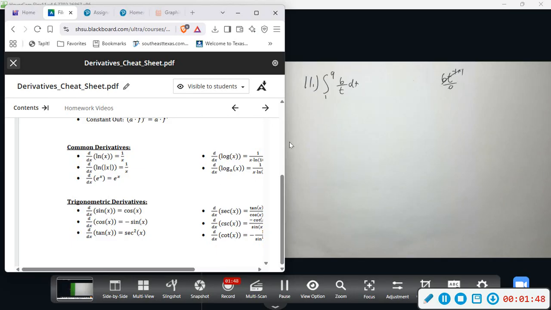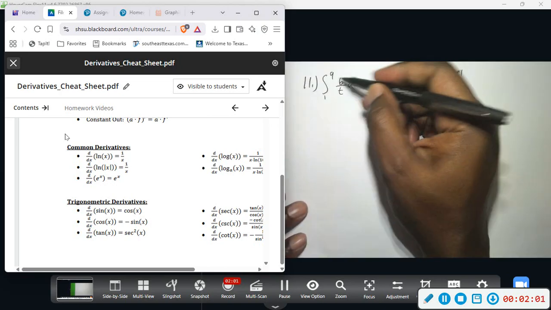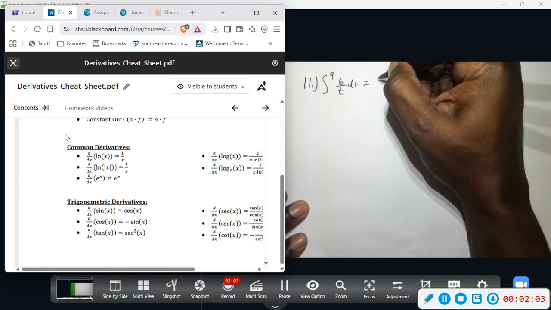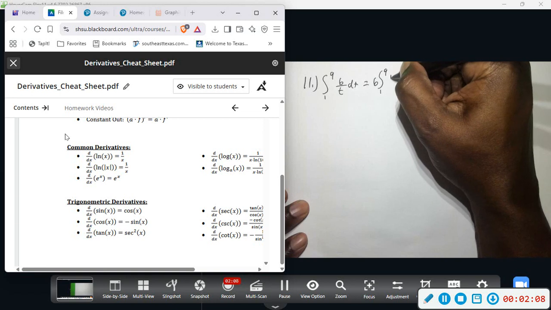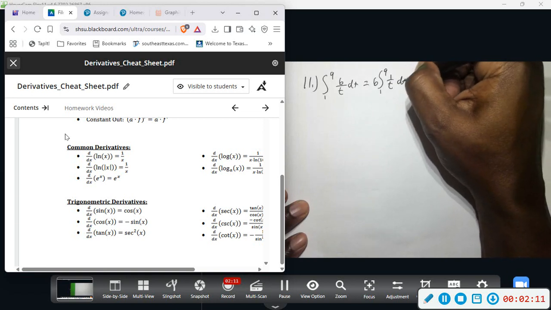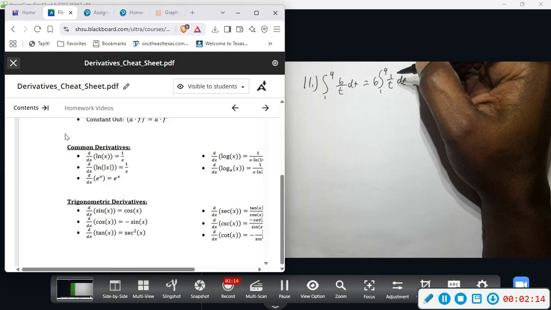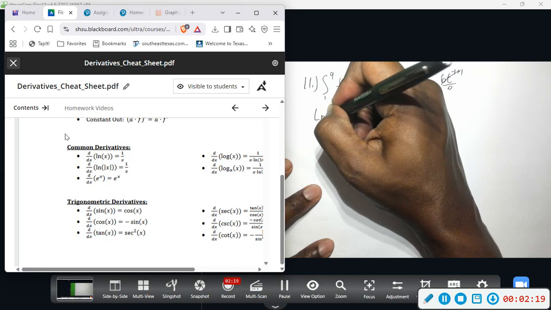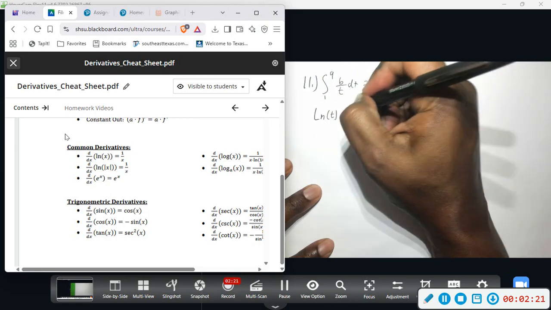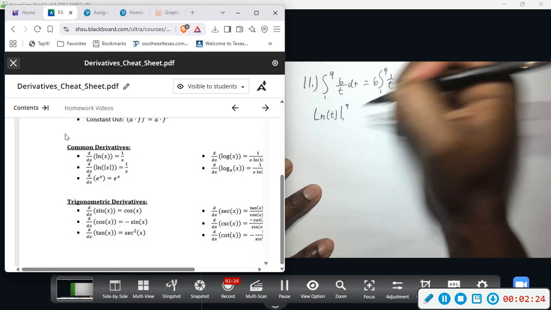So we are looking at the derivative of ln of x is 1 over x. So when we do the antiderivative, go backwards, we'll get ln. All right, the 6 on top is just a factor. So we're going to write this as 6 integrated from 1 to 9 of 1 over t dt. And then the antiderivative of 1 over t is going to be ln of t, evaluated from 1 to 9.